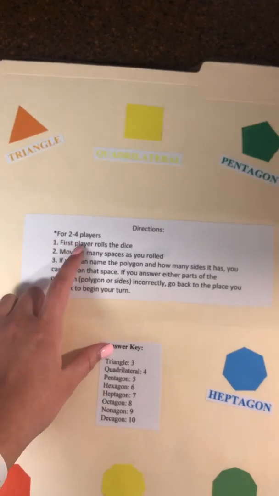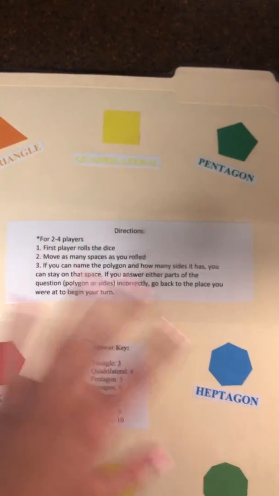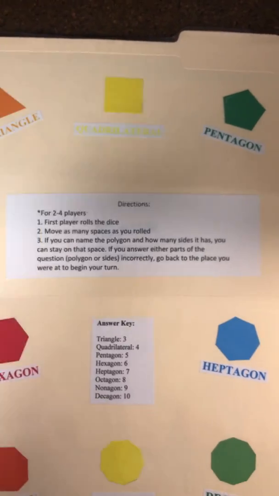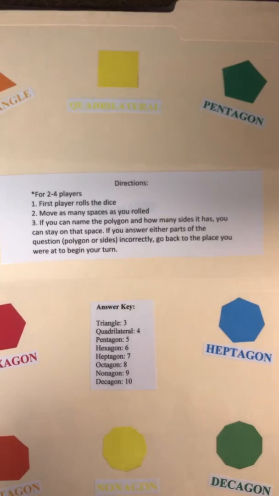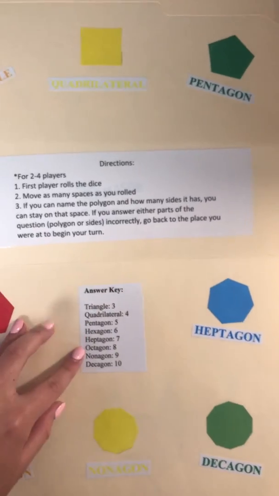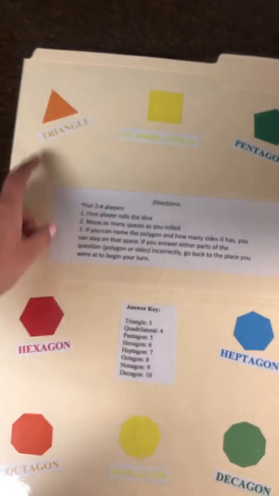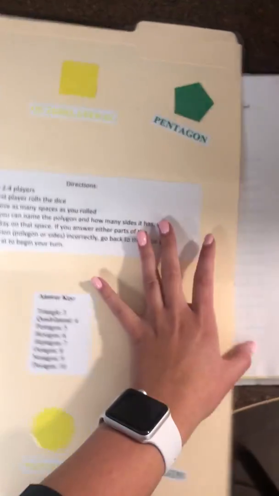It's for 2 to 4 players. The first player rolls the dice, and then they move as many spaces as they roll. If they can name that polygon and how many sides it has, they stay on that space. If they answer either of the parts of the question incorrectly, they go back to the place where they first started. I also included an answer key since it is remediation, along with an example and the name of each polygon that they should know.